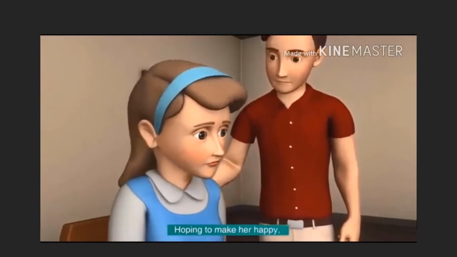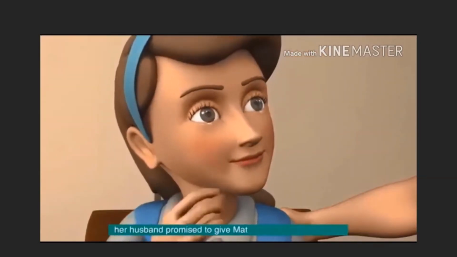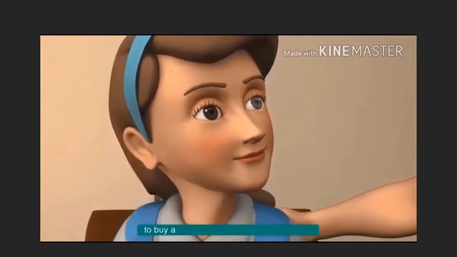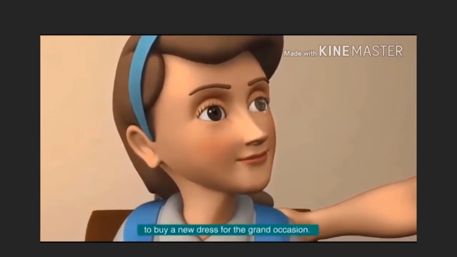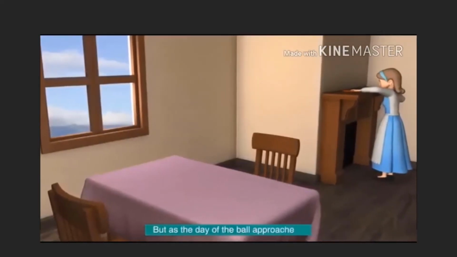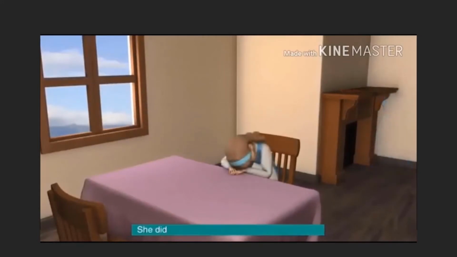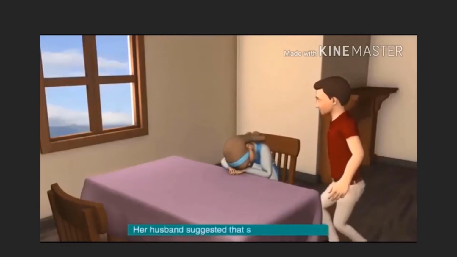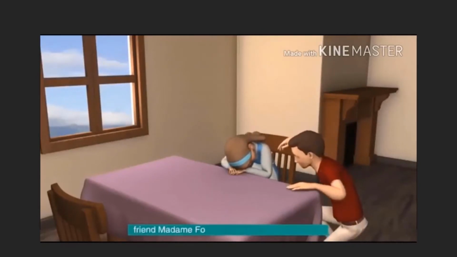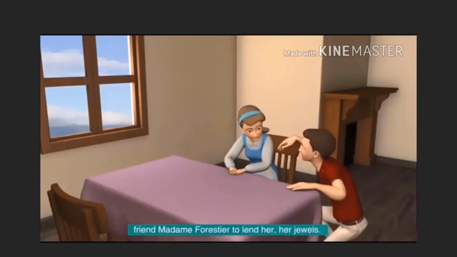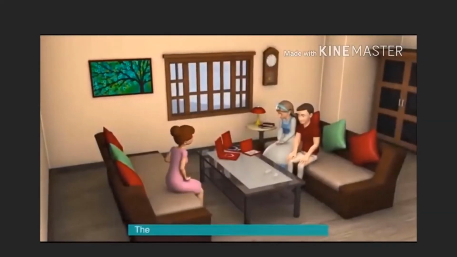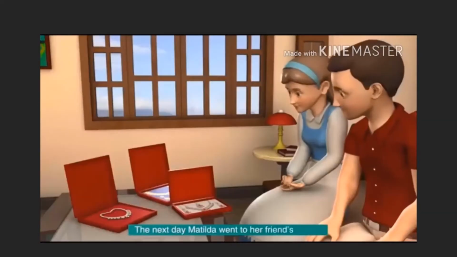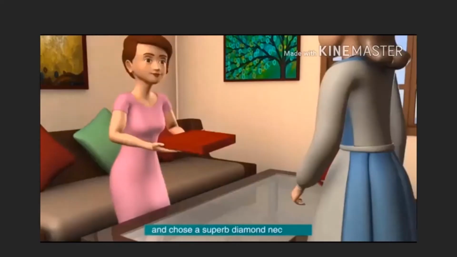Hoping to make her happy, her husband promised to give Matilda 400 francs to buy a new dress for the grand occasion. But as the day of the ball approached, Matilda seemed more and more anxious. She did not have a jewel to adorn herself with. Her husband suggested that she go and ask her friend Madame Forestier to lend her jewels. The next day Matilda went to her friend's house and chose a superb diamond necklace.